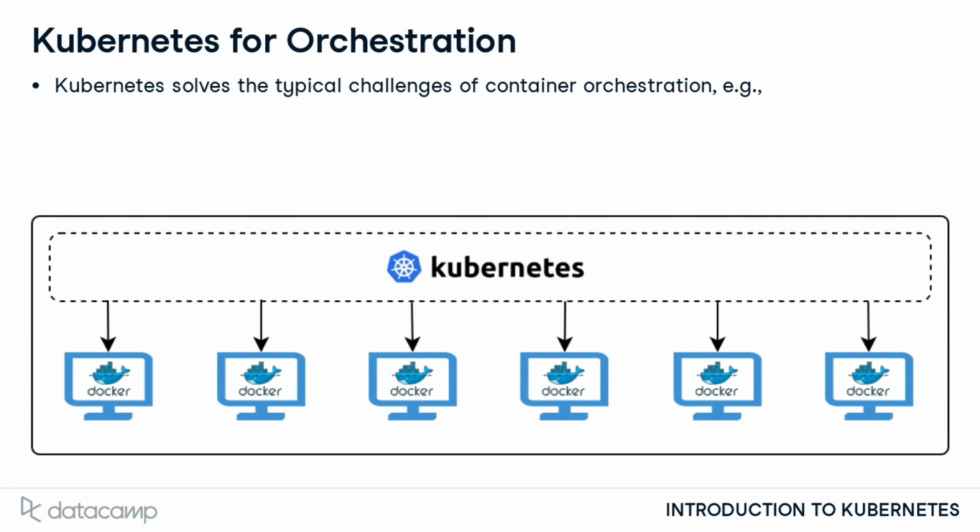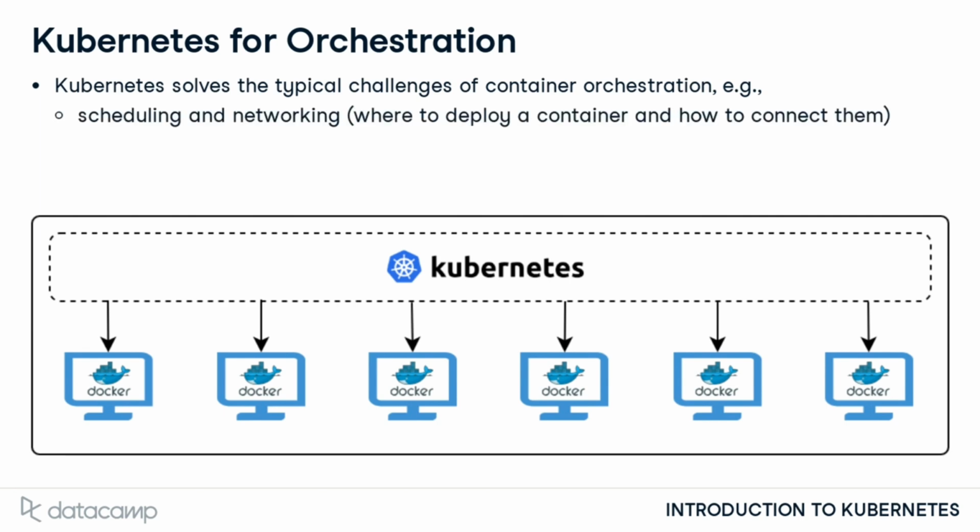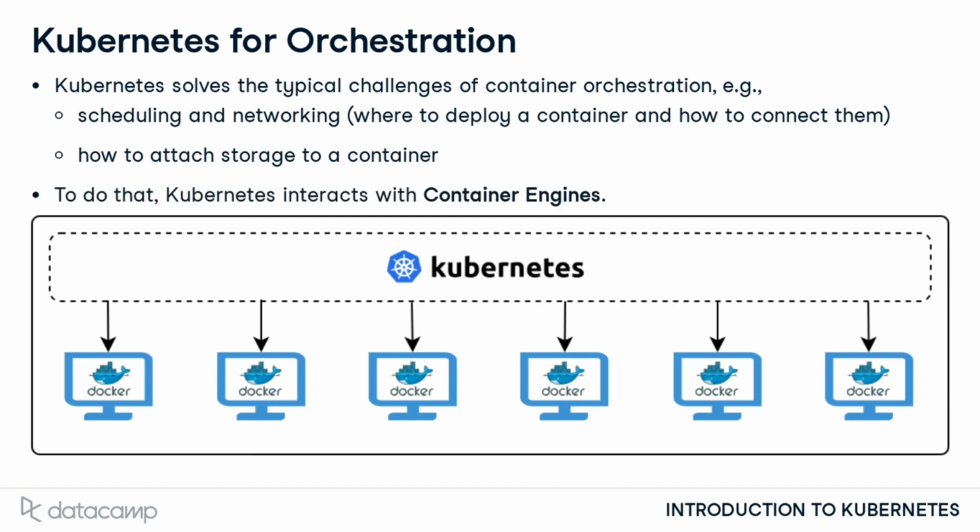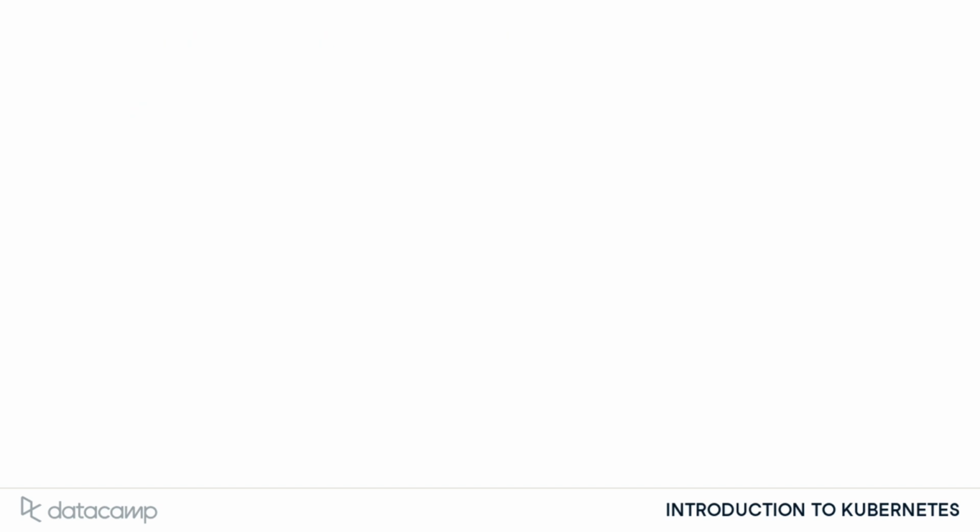Well, it makes solving the typical challenges of container orchestration relatively easy. These challenges are when to deploy your containers and on which physical hardware, how to enable networking for container communication, what to do when a container stops working, how to make sure that your containers are started and stopped in the right order, or how to attach storage. To solve all these challenges, Kubernetes interacts with so-called container engines that live on each computer you want to run your containers on. Kubernetes tells the container engines to start or stop your containers in the correct order and in the right place. You will learn a lot more about this architecture in the next lesson.